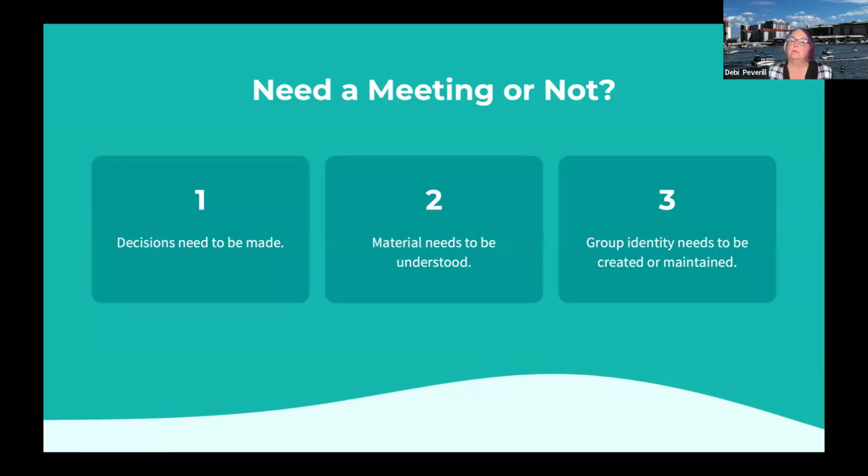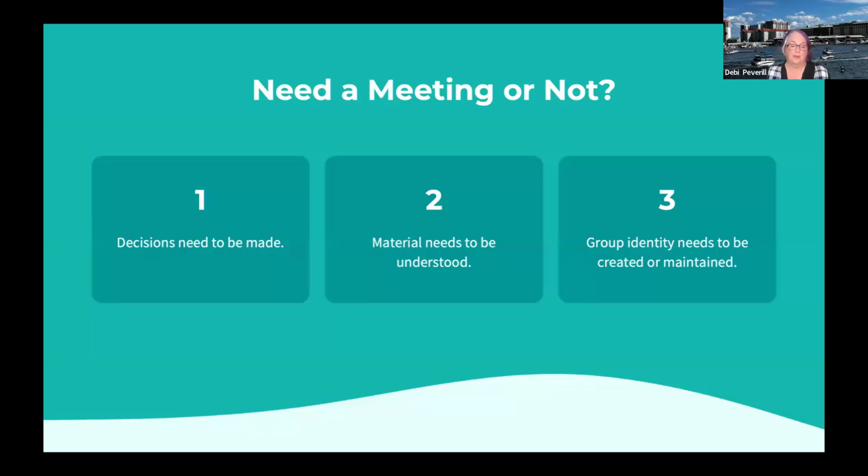When you need to understand material and people want to have an opportunity to discuss it among themselves, to discuss it perhaps with a trainer or the person who's presenting it, I think that's a valid reason for a meeting. And thirdly, if you need to keep a group identity maintained. So that means like a board, for example, one of the things they do that identifies them as a board is they have board meetings.